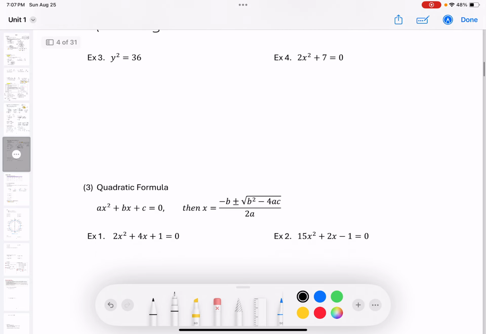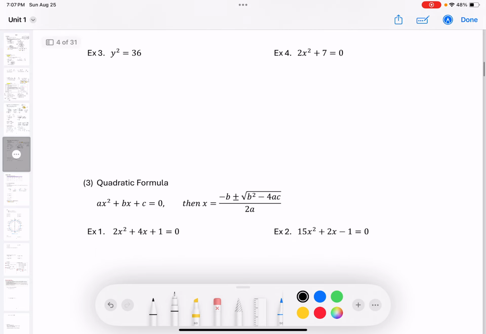Okay, let's see the next two examples. In example 3, 0 is not on one side. Let's move the 36 to the other side. Minus 36, minus 36. We have y squared minus 36 is equal to 0. How to factor it? I cannot factor out the GCF from these two terms because the second term doesn't have y, but we have learned a squared minus b squared is equal to a plus b times a minus b. Oh, 36 is 6 squared.